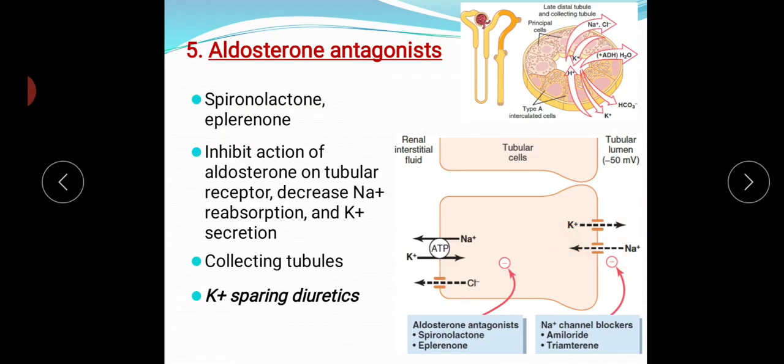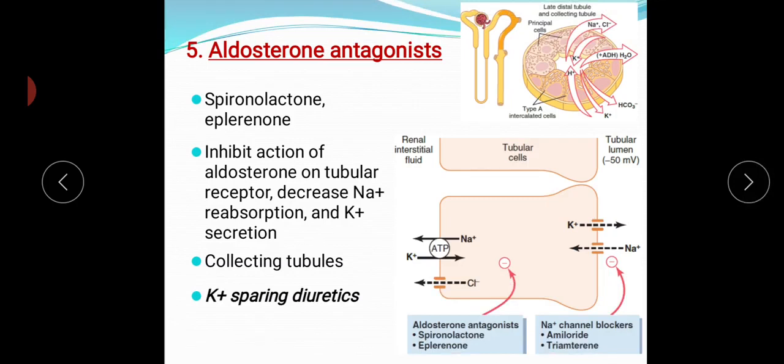But the aldosterone antagonists, this type of drugs like spironolactone, will compete with the aldosterone receptor over these principal epithelial cells, so it will not allow the aldosterone to act. By that it will decrease the permeability of these two channels, decrease sodium reabsorption, and also decrease the potassium secretion. By preventing the sodium reabsorption, it will secondarily prevent the water reabsorption as well. So these drugs are indirectly preventing the sodium reabsorption and causing natriuresis.